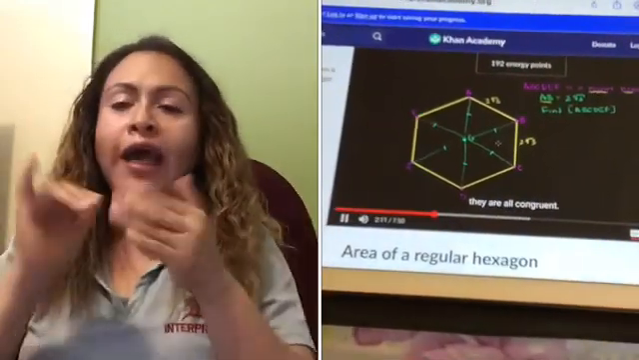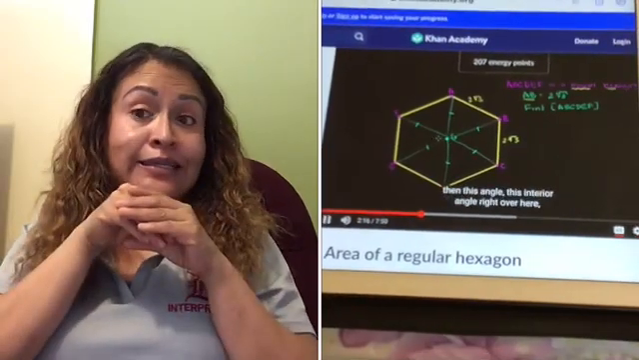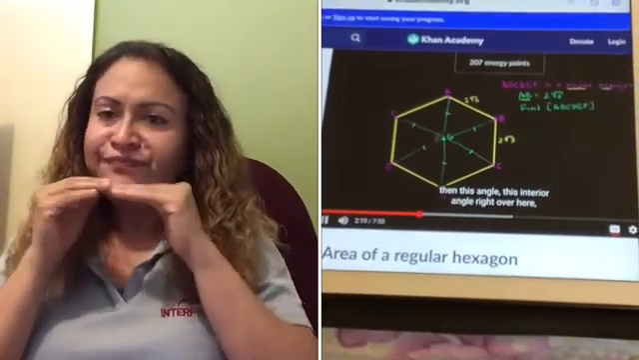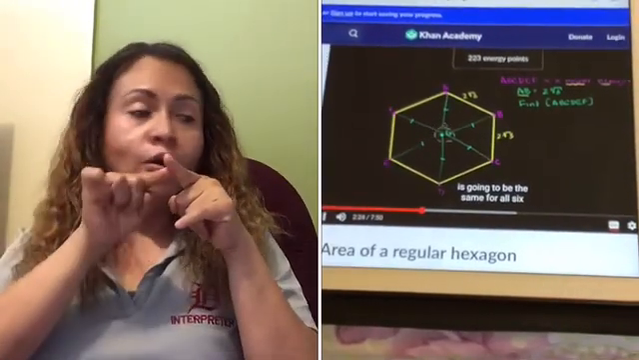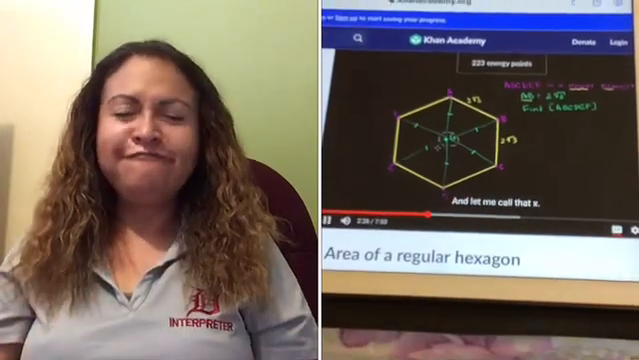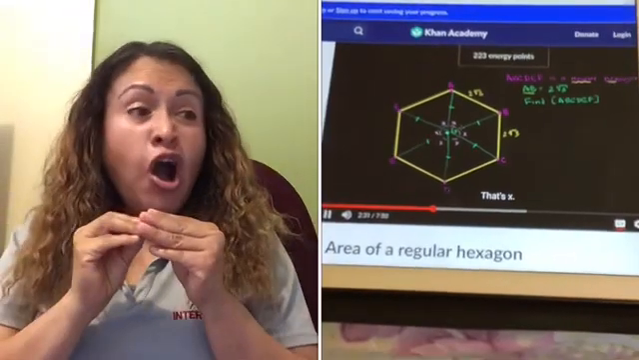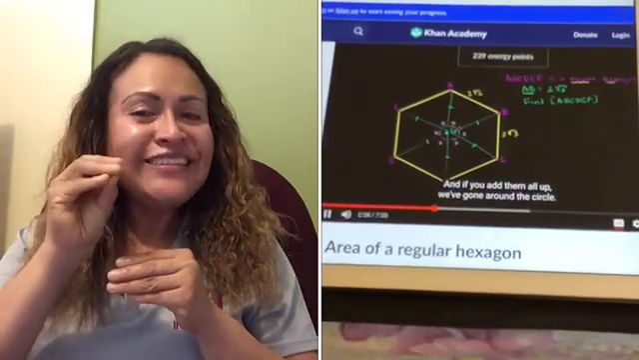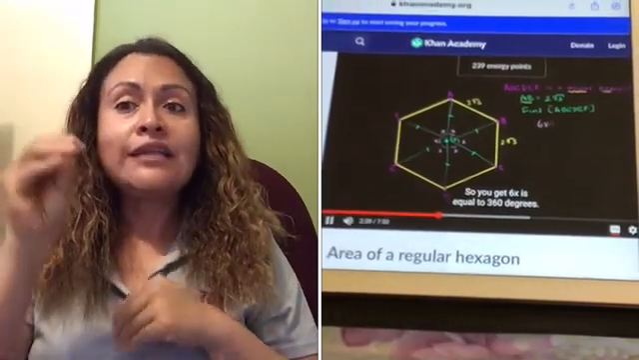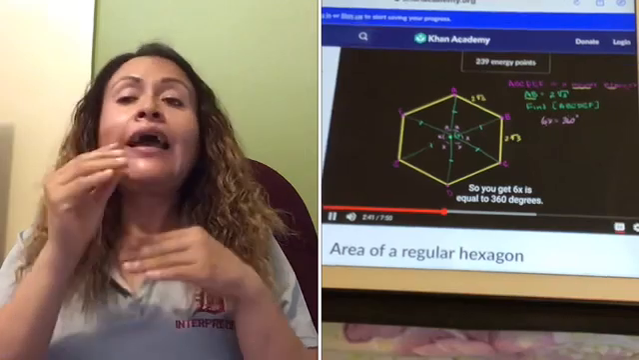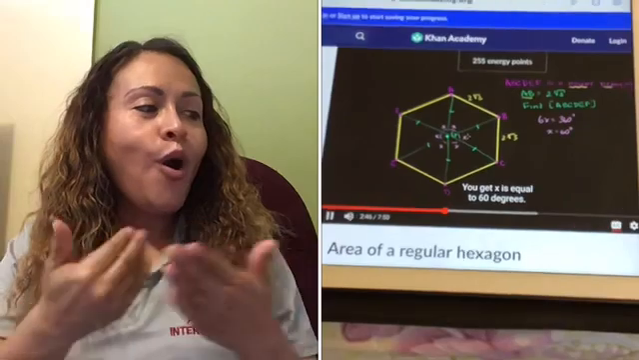What that tells us is if they're all congruent, then this interior angle right over here is going to be the same for all 6 of these triangles. Maybe I call that X. That's angle X, that's X, that's X, that's X, that's X. And if you add them all up, we've gone around a circle. We've gone 360 degrees, and we have 6 of these X's. So you get 6X is equal to 360 degrees. You divide both sides by 6, you get X is equal to 60 degrees. All of these are equal to 60 degrees.